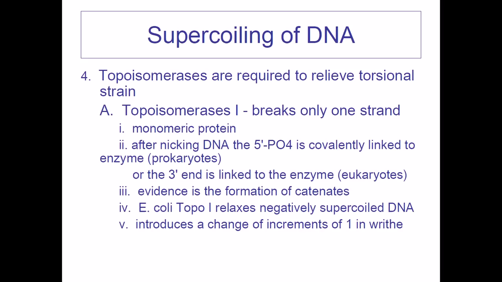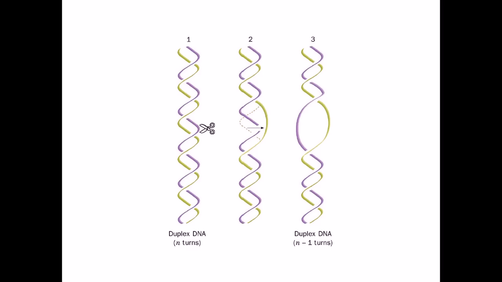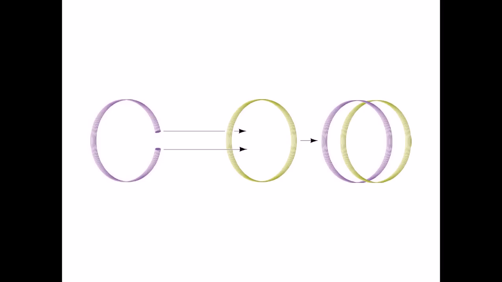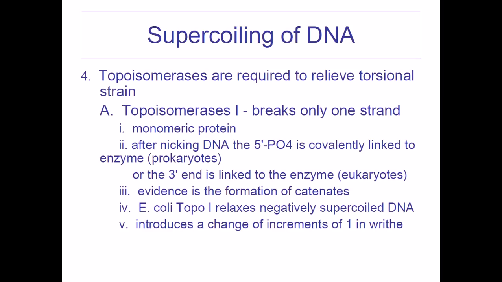As you can see here, it is just making the turn lower by 1. To keep the linking number constant, it should add 1 writhe. So it creates 1 writhe, deletes 1 turn, and as a result it relaxes the negatively supercoiled DNA.